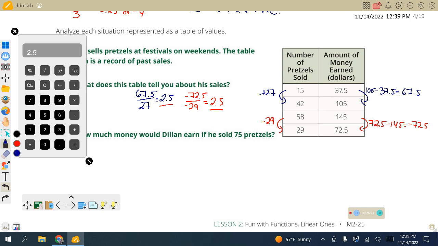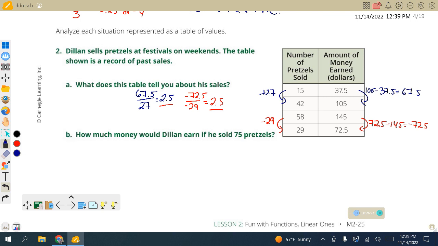So what this is telling me here is that Dylan here makes $2.50 per pretzel. Okay.